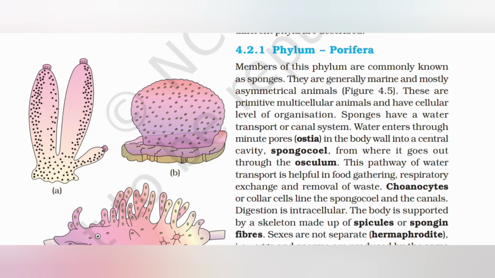Water enters through minute pores, in brackets ostia, in the body wall into a central cavity, spongocoel, from where it goes out through the osculum. This pathway of water transport is helpful in food gathering, respiratory exchange, and removal of waste. Choanocytes or collar cells line the spongocoel and the canals. Digestion is intracellular. The body is supported by a skeleton made up of spicules or spongin fibers.